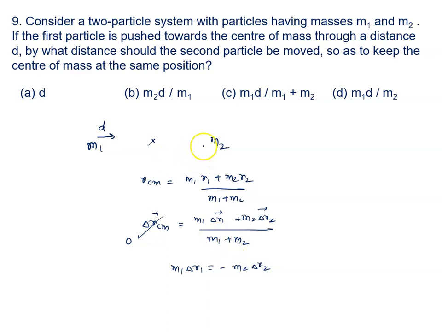So it is visible to all of you, if m1 is moving toward the right side, m2 must move toward the left side. So what is the displacement of the second particle, that is delta r2, that we have to calculate? It is given by m1 delta r1 upon m2, negative only, which is the direction that I have marked. So it is given by m1 by m2 times delta r1, and what is delta r1? That is d. So we will say option D is the correct answer of this problem.